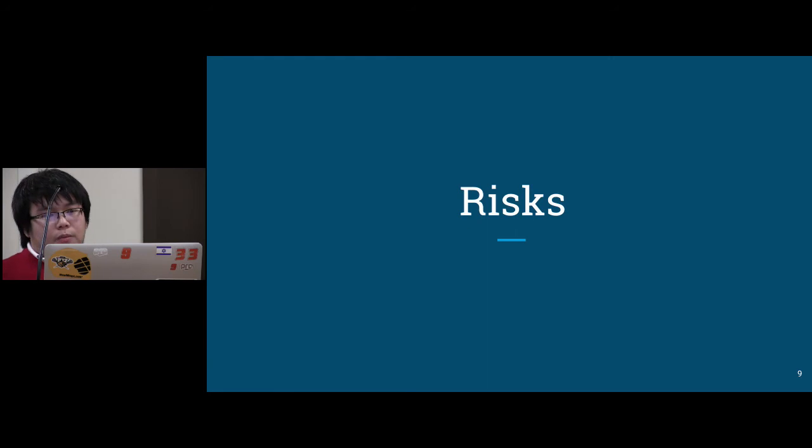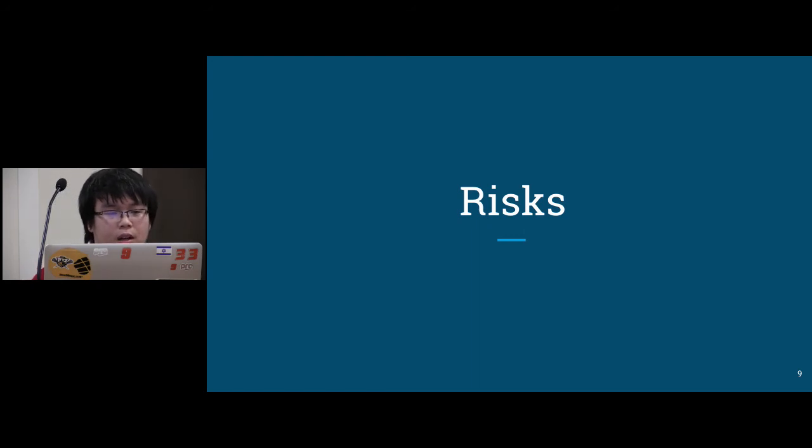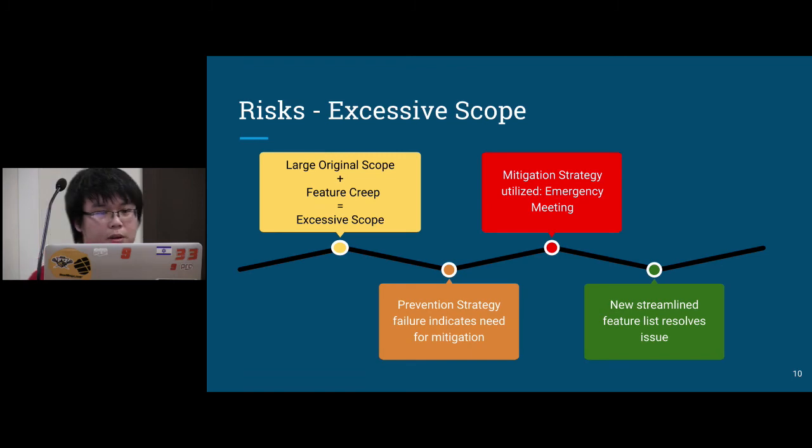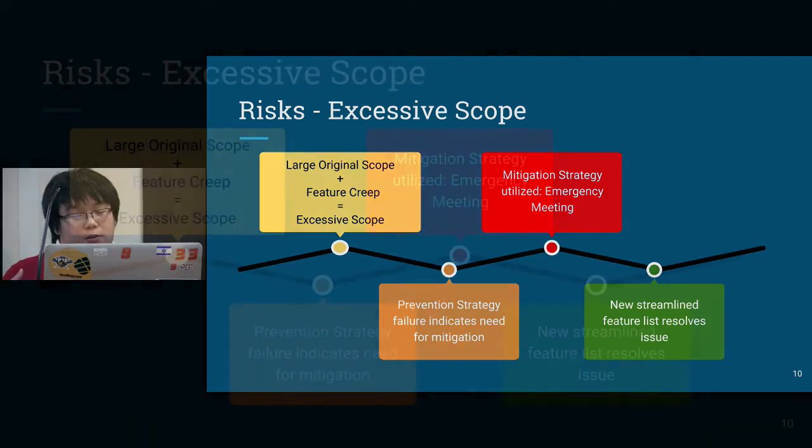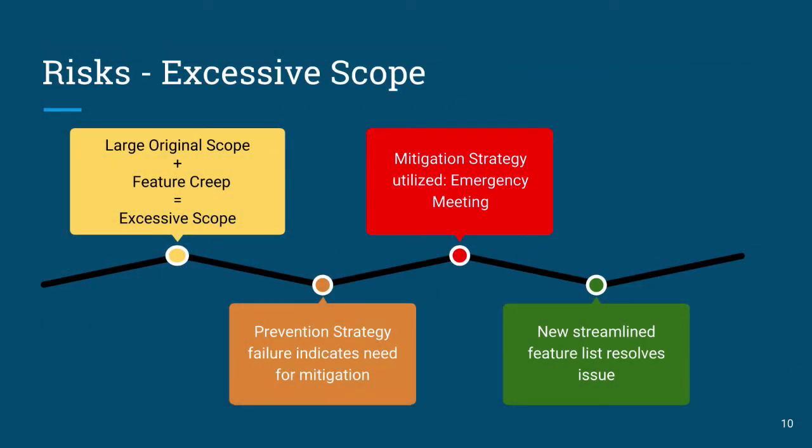So we had some of the standard risks, silver bullet technology, and things like that. But one of the risks we really wanted to emphasize was excessive scope, as we eventually used our mitigation strategy on this. Our scope was large from the beginning and continued to grow until it became unfeasible that we would complete everything.